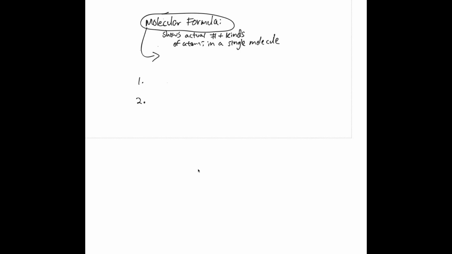All right, so let's talk about the molecular formula. The molecular formula is sort of tied into the empirical formula. Now the definition of it is that it's going to show you the actual number and also the kinds of atoms in a single molecule.